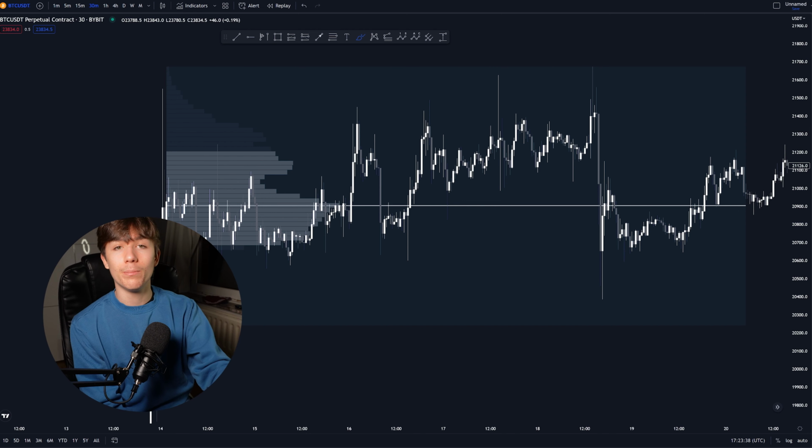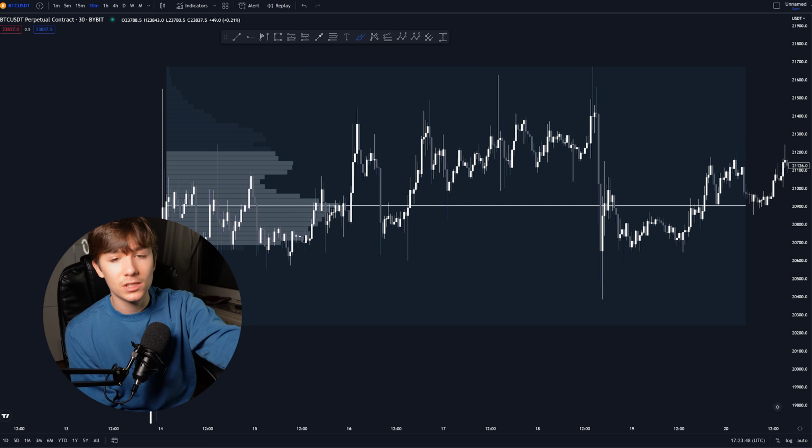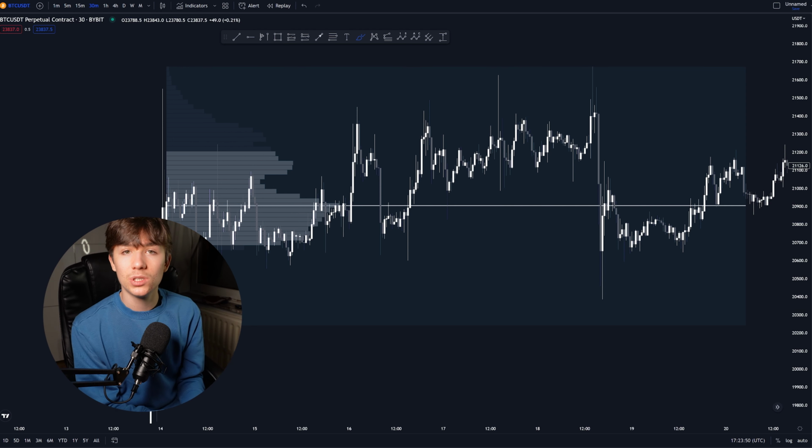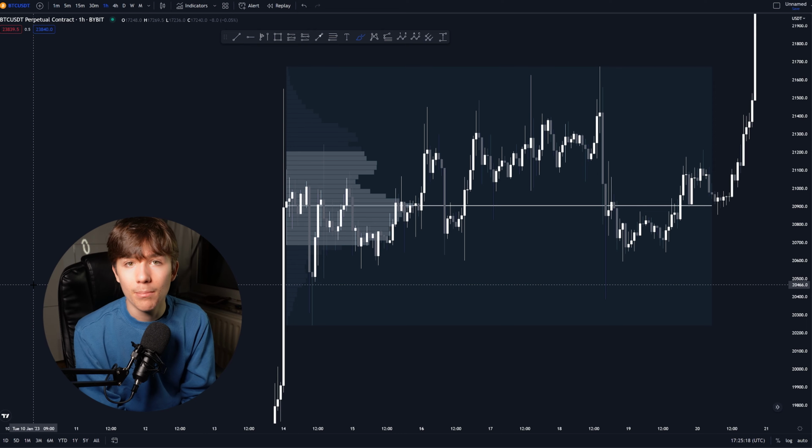Okay, before you go, please don't use this indicator alone without any other confluences. Don't just go into a trade because price reaches the point of control or an important level of resistance that I just showed you. No, just use this as an extra level of confirmation. Don't solely trade based on this indicator. And also remember, the higher the time frame, the better it will work.